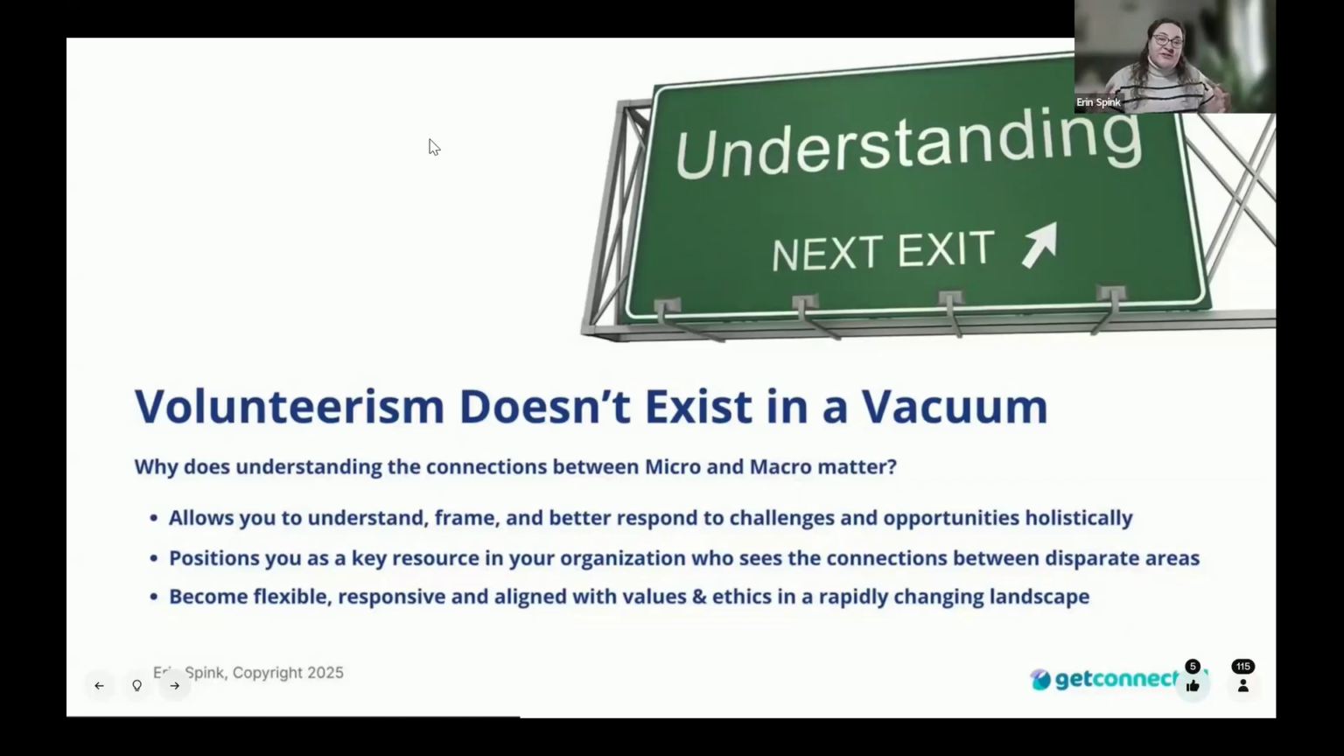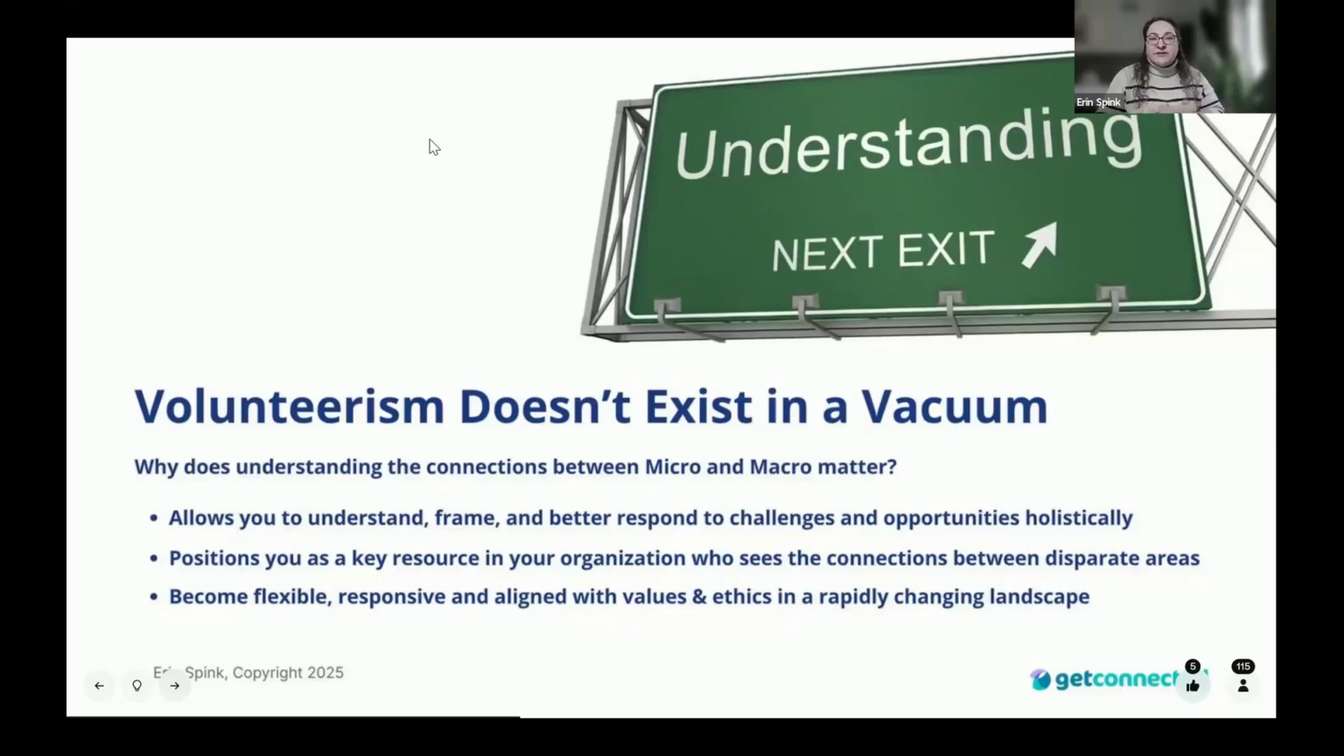To understand and connect those pieces, it really positions you as a key resource in your organization. Because what is so critical right now, what is the new gold of the 21st century? It's data. Right? And why? Because with data, we can build insights. We can make better informed decisions. We can be more strategic and more successful. So I think that is really important.